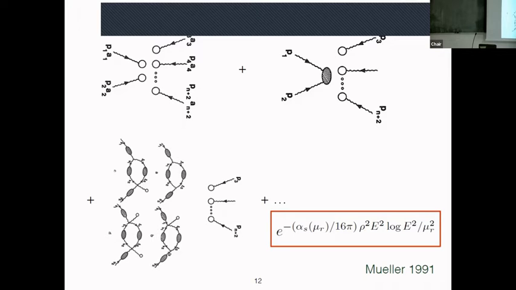So e is square root of s. So it's e squared rho squared, meaning s prime times rho squared, and then there is an additional logarithmic enhancement with energy. And mu r is a certain renormalization scale, which actually is not determined by this calculation, but we'll sort it out later.